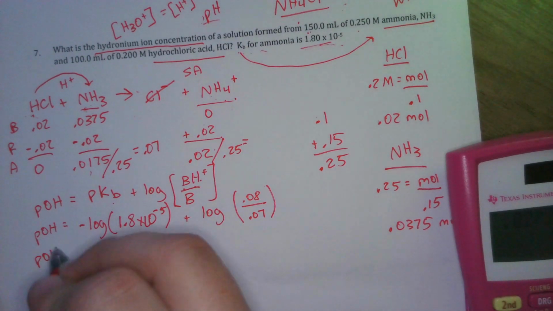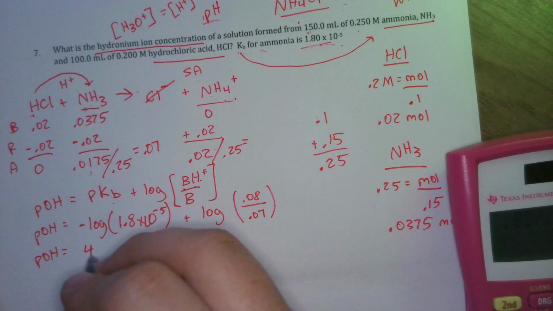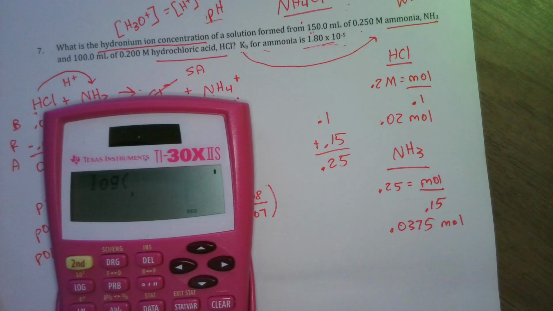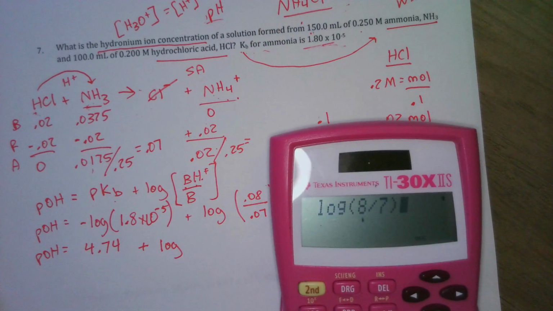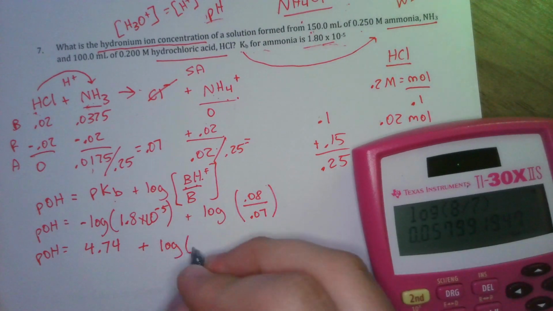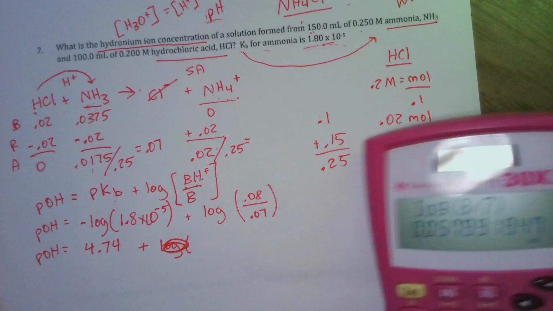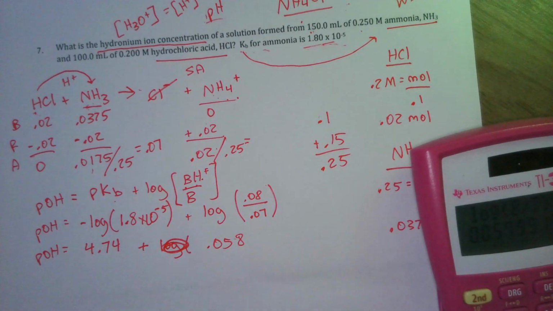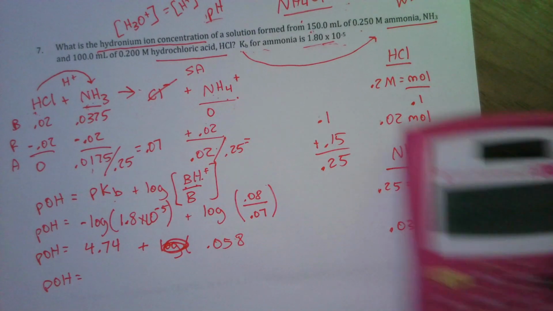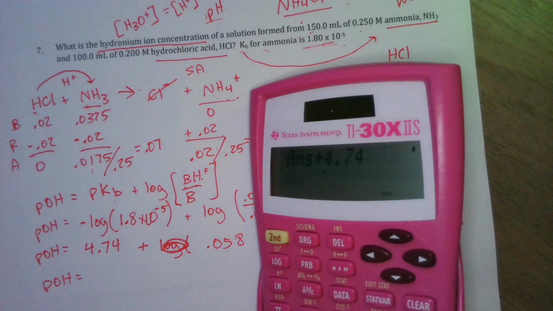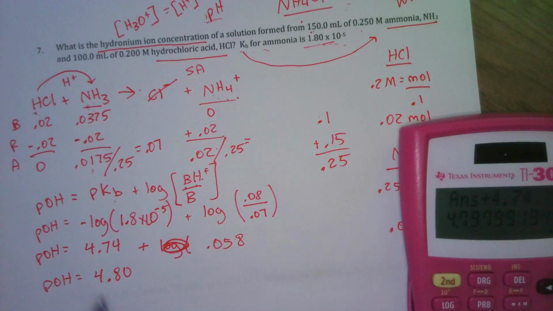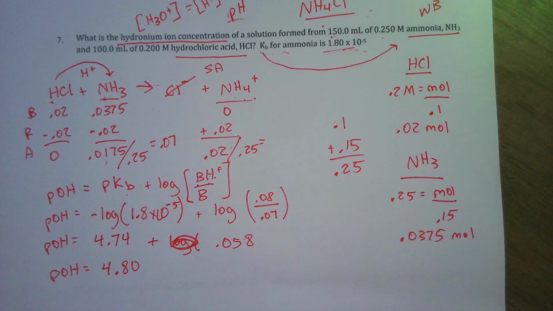All right, go solve my pOH formula. The negative log of this is 4.74, just like it was last time, plus the log of 0.08 over 0.07. I'm just going to do the log of 8 divided by 7 because it's the exact same ratio. Get rid of the word log there. 0.058. Add those two together. My pOH, add 4.74 to that, is like 4.8, pretty much exactly. Which could be the answer sometimes, if that's not what I'm looking for.